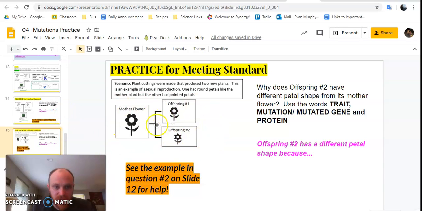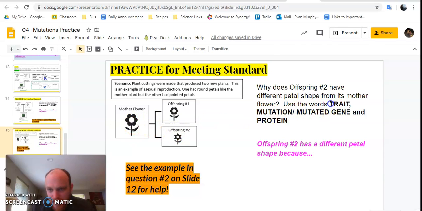This one's for flowers. You have a mother flower where there should be essentially cloned asexual offspring. Sometimes some plants you can cut a piece of them and just grow a brand new plant from that piece. That piece would be called a cutting, plant cuttings right here. But one of them has a different shape of the petal on the flower. That's the colorful part on the flower. How did that happen? It should have been an exact clone of the mom.